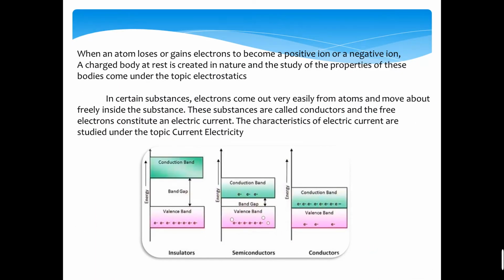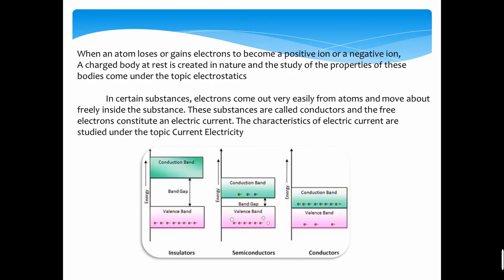In certain substances, electrons become free or they come out of atoms even at room temperature. These substances are called conductors. Here the electrons come out and start moving freely inside the substance. They are called free electrons. The movement of these electrons inside conductors forms an electric current, and the study of the various characteristics of electric current is current electricity.